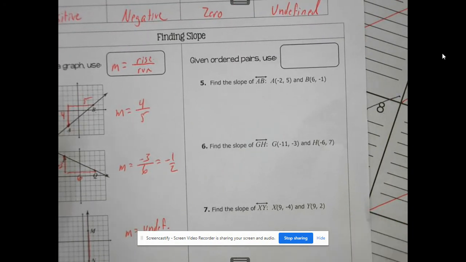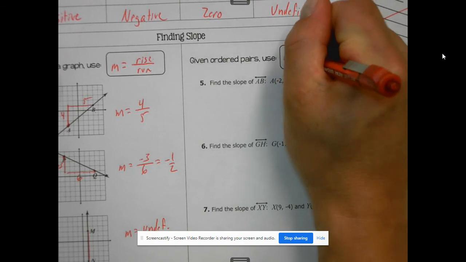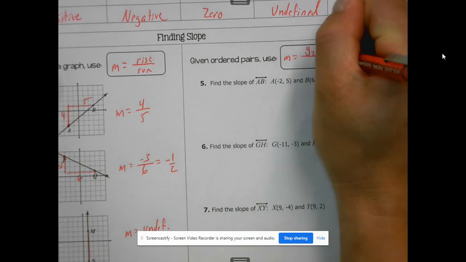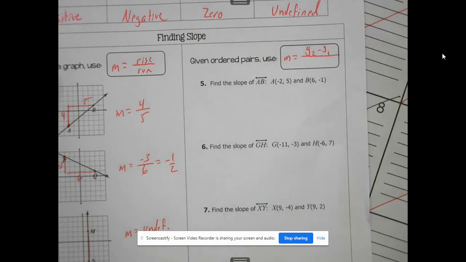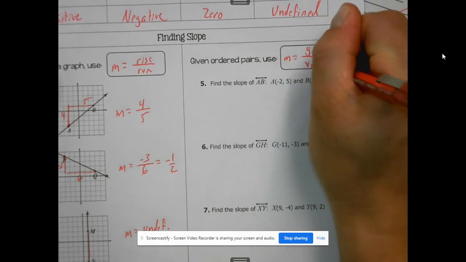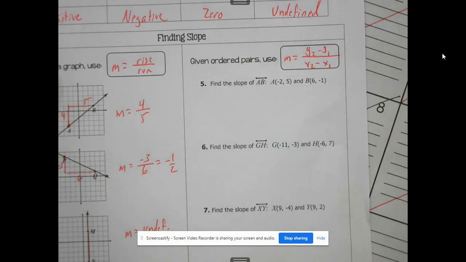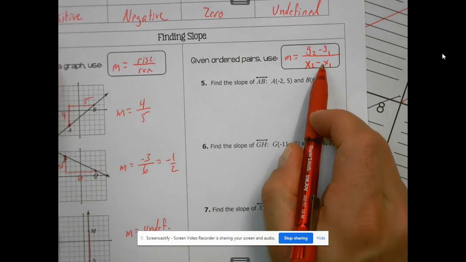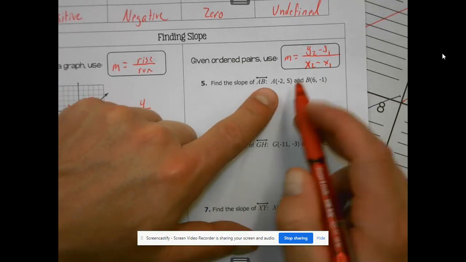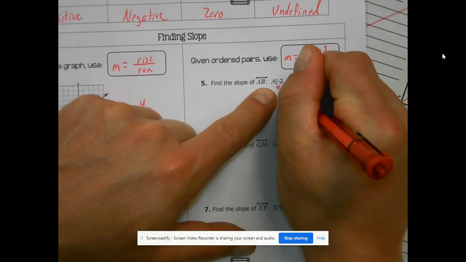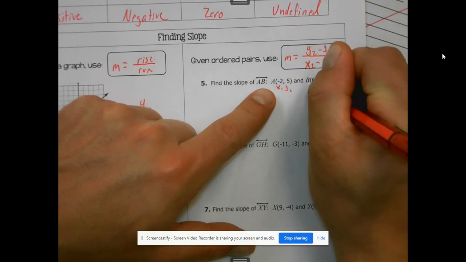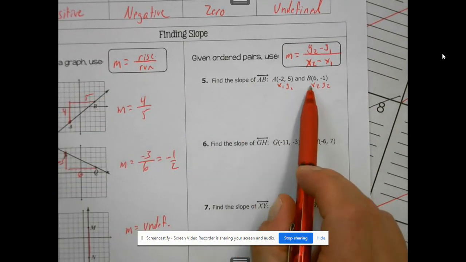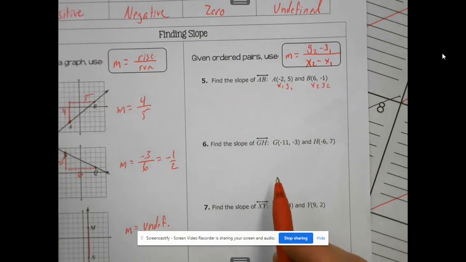If you're given ordered pairs, you have to use this formula. Once again, M stands for slope. M equals Y2 minus Y1 over X2 minus X1. All that means is these are your ordered pairs. If I look at the first point, I'll call the first guy X1, Y1. The second set would be X2, Y2. And you just plug these points into your formula and then reduce.